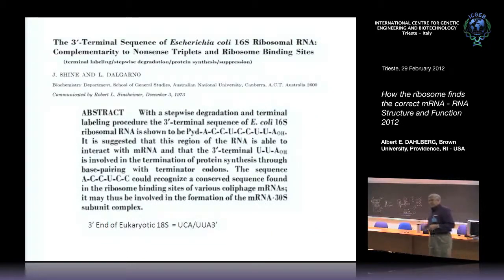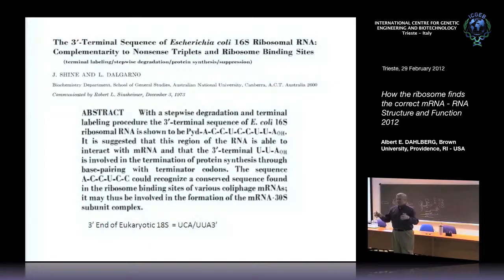Shortly thereafter, in 1972, 1973, two Australians revisited looking at the 3' end of 16S RNA. The 3' end of 16S RNA in the smaller subunit had been implicated by a number of studies with antibiotics and so forth to be the site of initiation.